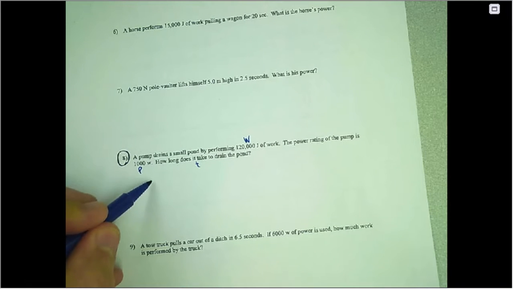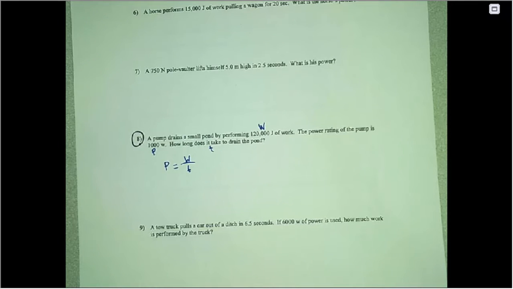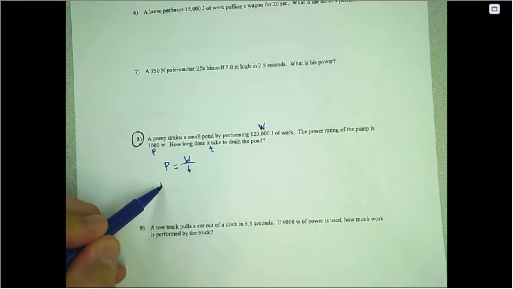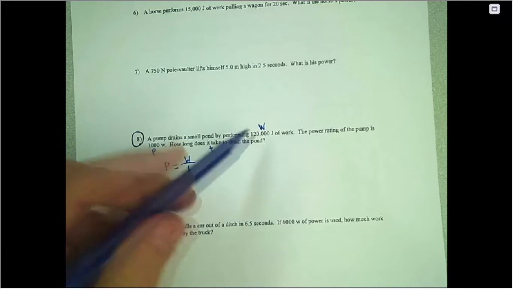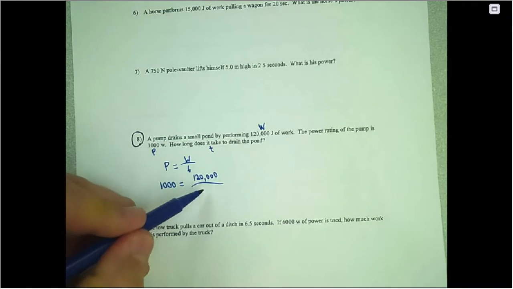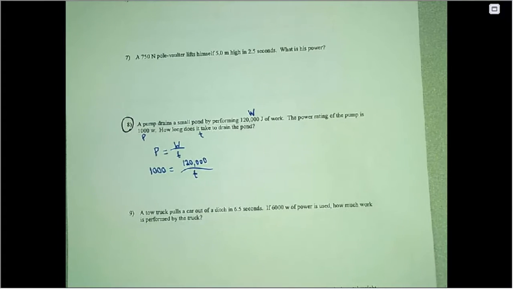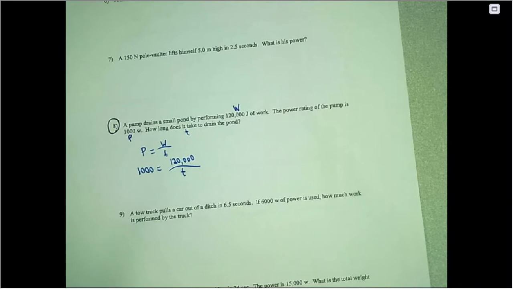So I'll start by writing the formula. Power equals work divided by time. I plug in what they give me, 1,000 for the power, 120,000 for the work, and t remains t because I don't know what it is, but now I can solve for t. The thing that's tricky about this problem is the t is in the bottom of the fraction here, and so we need to do at least one thing to get the t out of the denominator, because we don't like to mess with variables in the denominator.